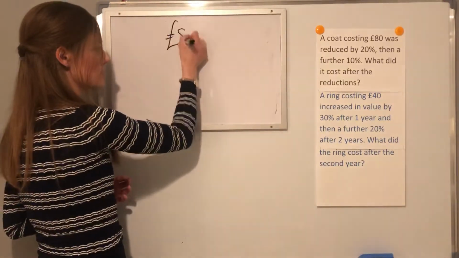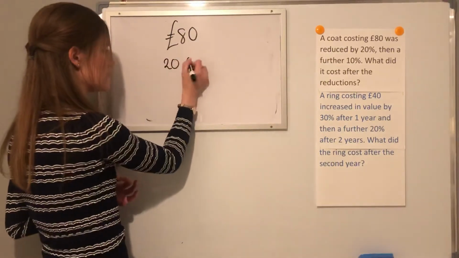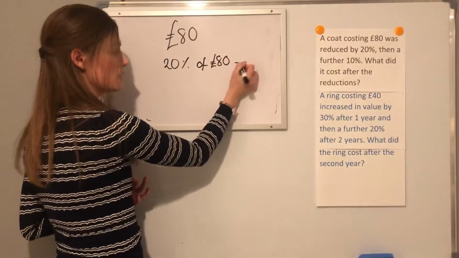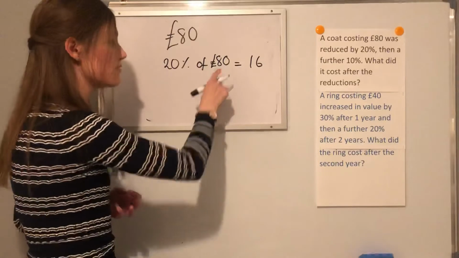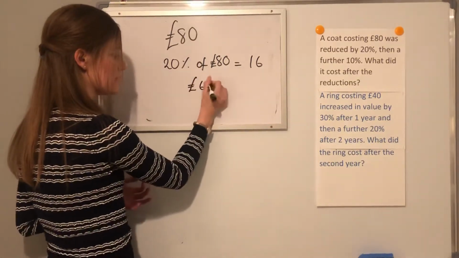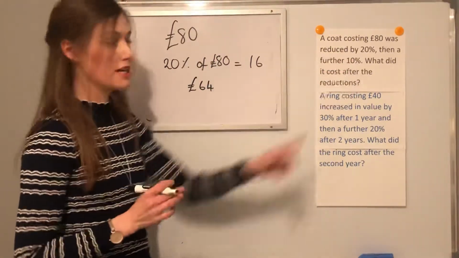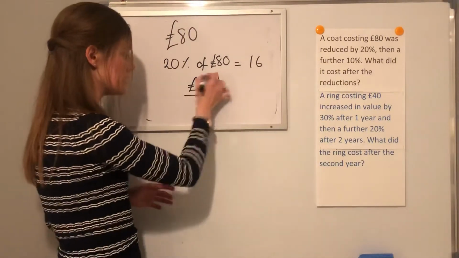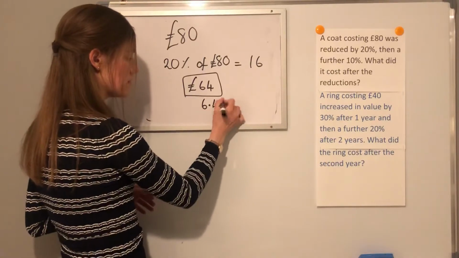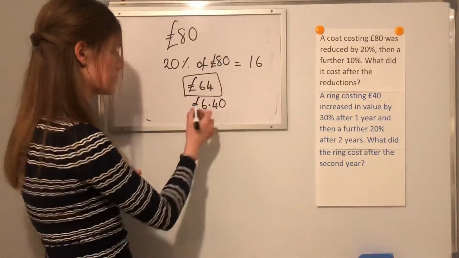So the coat started life at £80. It was reduced by 20%. So 20% of 80 is 16. So we reduce it by 16 first of all, and that gives us £64. Right, now we're reducing it by a further 10%. So what is 10% of 64? It's £6.40. And you're reducing this by £6.40.